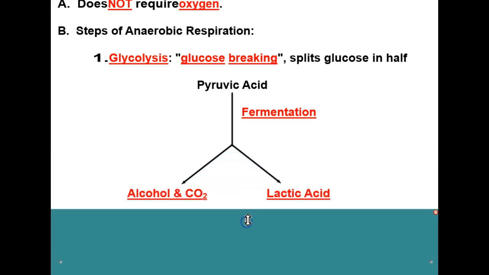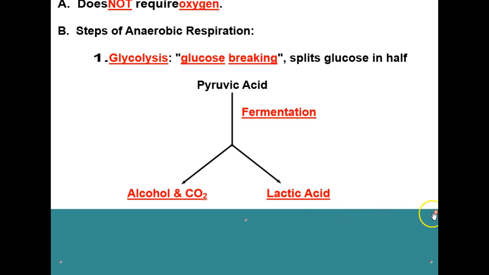There are two types of fermentation. There's alcohol fermentation, which is the same fermentation that produces alcoholic beverages. And then there's lactic acid fermentation, which takes place in animals and some bacteria. And alcohol fermentation takes place with the use of yeast cells.